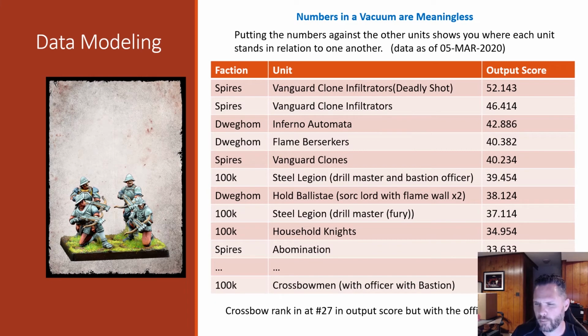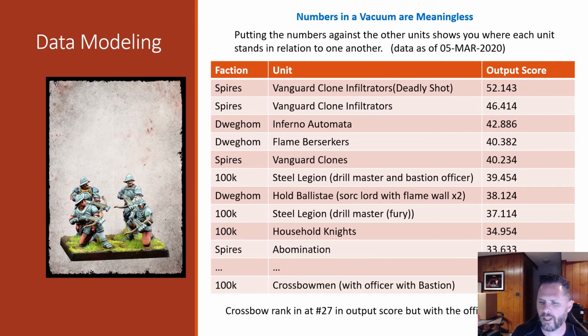So for example, Steel Legion with a Drill Master and Bastion Officer has a pretty good output score. But as you're going to find out, well, you're not going to find out because it's not going to be on the list, but it's actually lower in the efficiency rating. It's not exactly something that instills a lot of efficiency. Steel Legion with the Drill Master giving Fury, same thing. You're going to get a lot more output, but is it worth the points you're paying? And again, that falls down in the efficiency list.